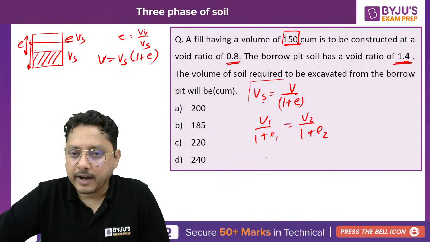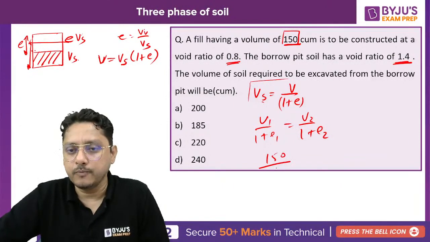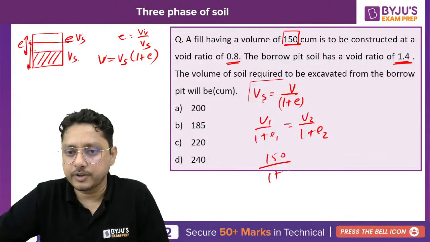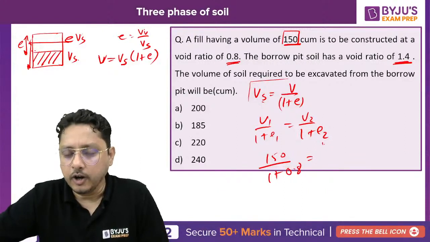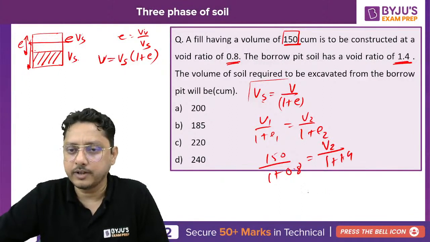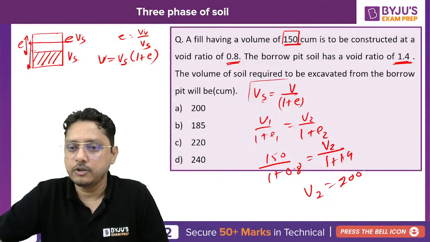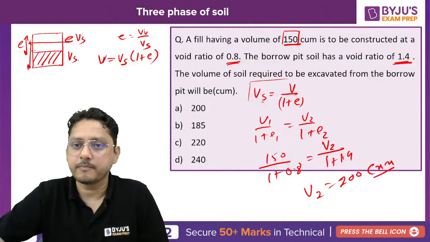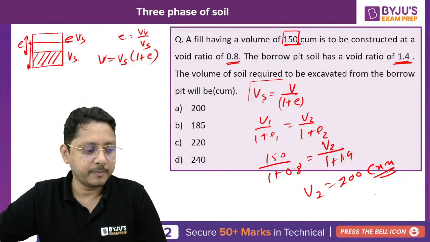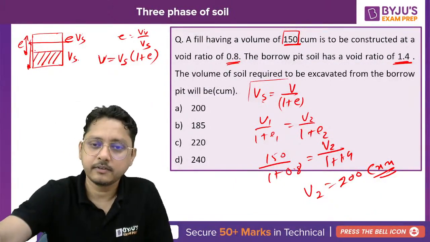As to the fill, I know 150 cubic meter is the volume which you require and the void ratio is 0.8. The volume I need to calculate for my borrow pit where the void ratio is given as 1.4. If you calculate the V2 from here, you will get around 200 cubic meter.